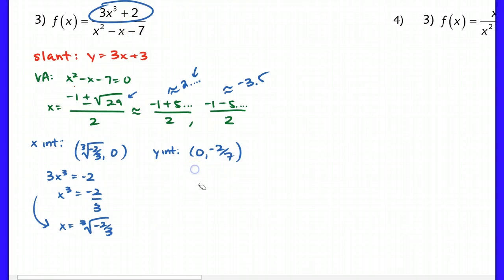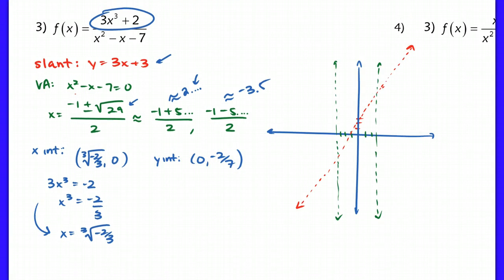Okay, so I'm going to start sketching this, and then the most important part is making sure you understand how to do the slant. Okay, so I went ahead and I graphed the vertical asymptotes in green and that slant asymptote in red. Okay, your graph does not have to be amazing or perfect, but make sure you obviously get the slope in the right direction and all that sort of good stuff.